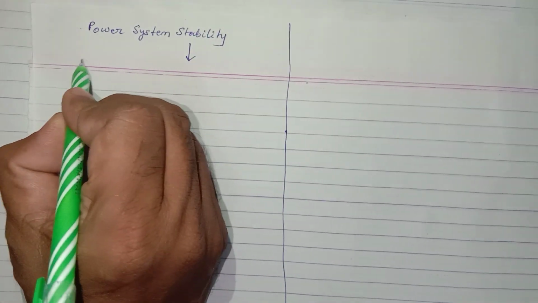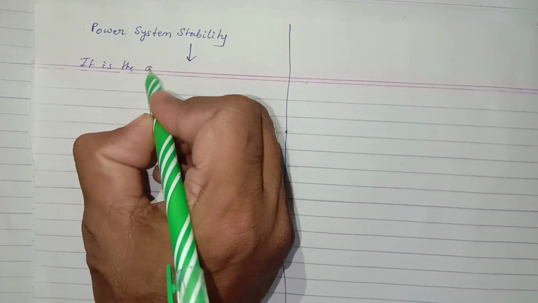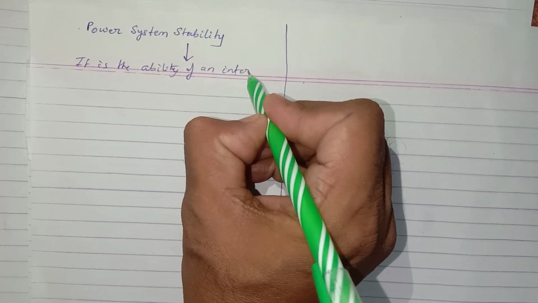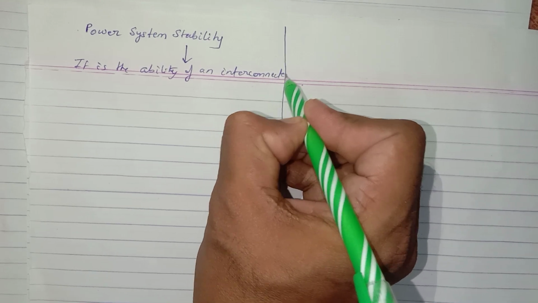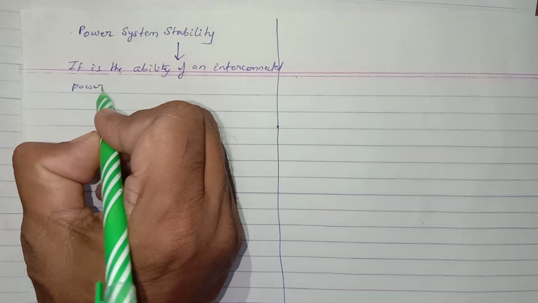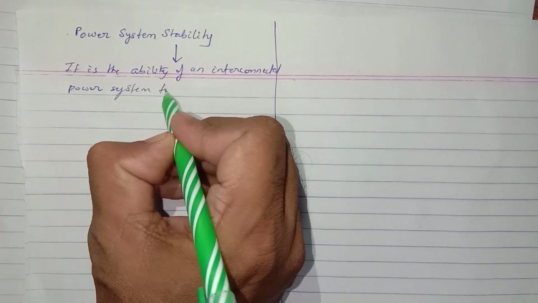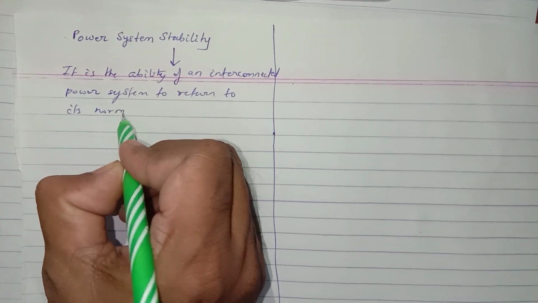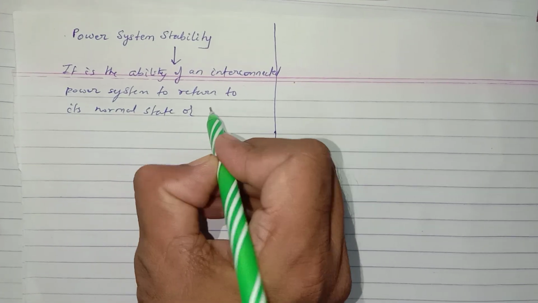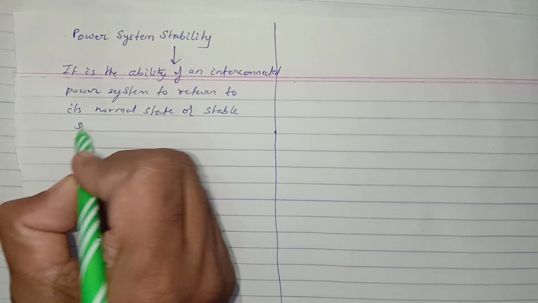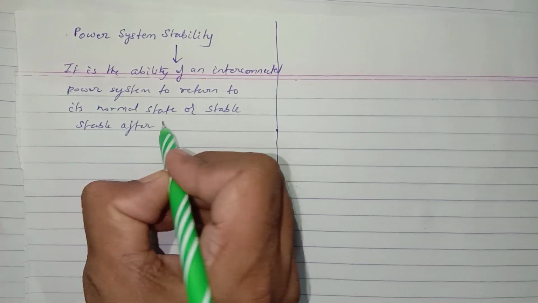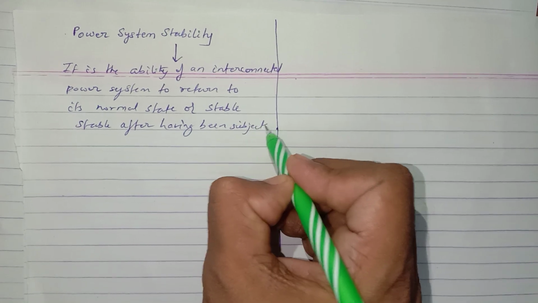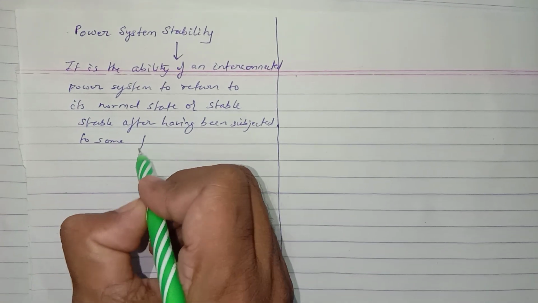So what is stability? It is the ability of an interconnected power system to return to its normal state or stable state after having been subjected to some form of disturbances.